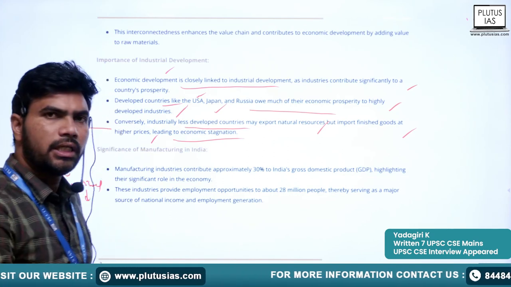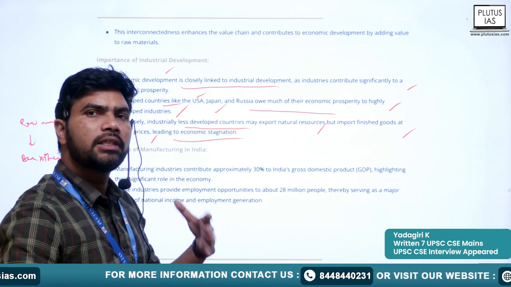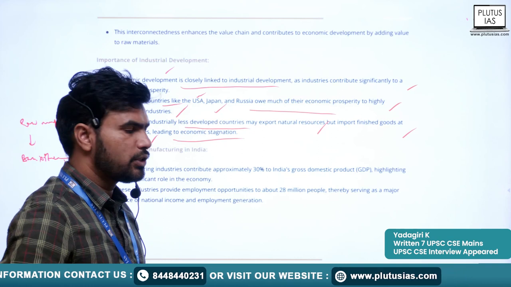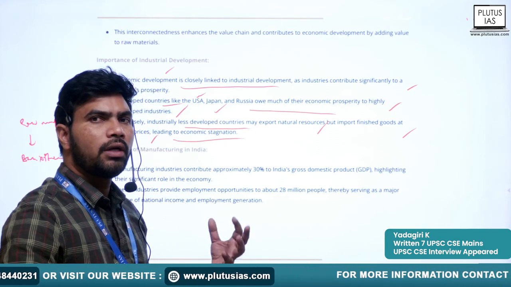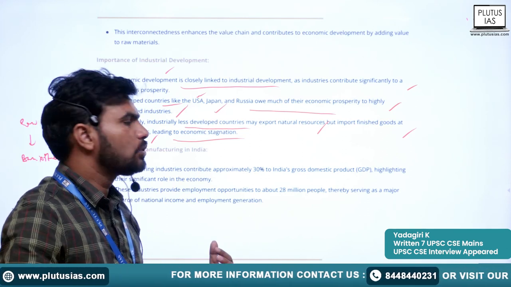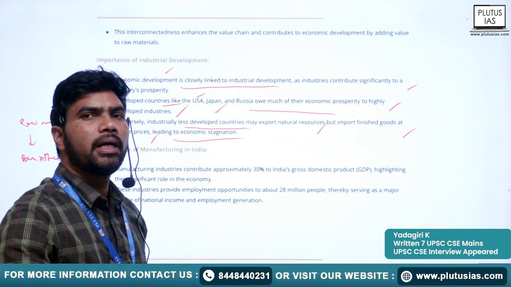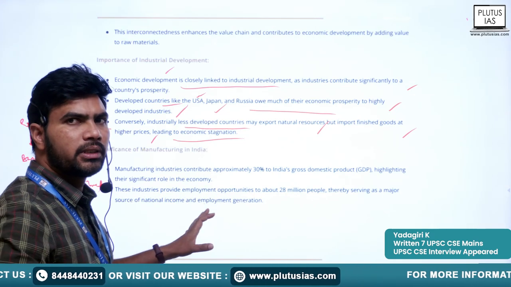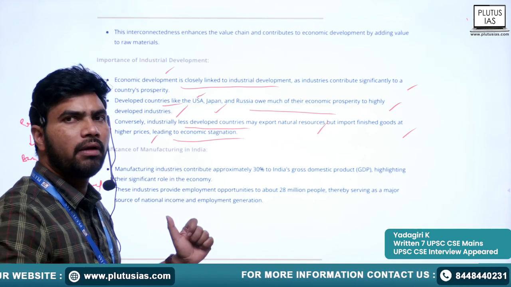Because of this, there needs to be a change in this process. Instead of exporting raw ores to other countries and importing finished goods, we ourselves have to establish industries so that we process the raw materials and produce the finished goods. In that way we can achieve development and become a developed country. However, India is missing that aspect, and because of that we are still a developing country.